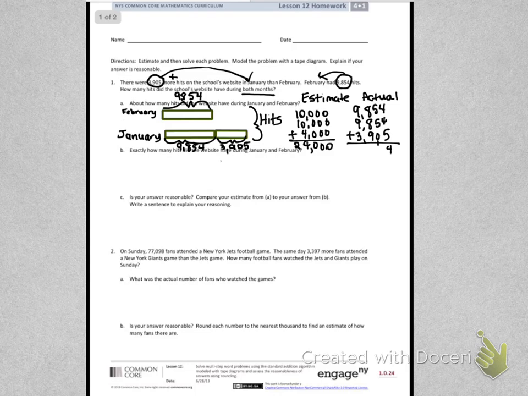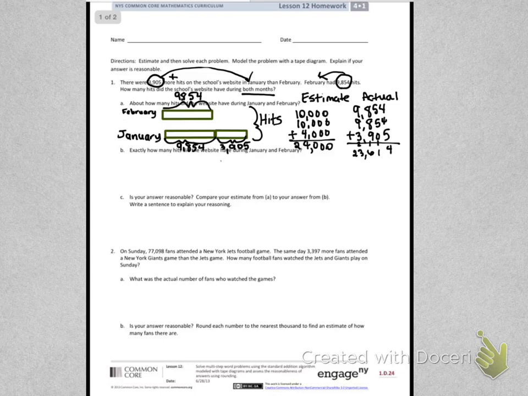5 plus 5 is 10, plus 1 makes 11. 8 plus 8 is 16. 16 plus 9 is 25, plus 1 makes 26. 9 plus 9 is 18. 18 plus 3 is 21, plus 2 is 23. And that's where our thousands represents.